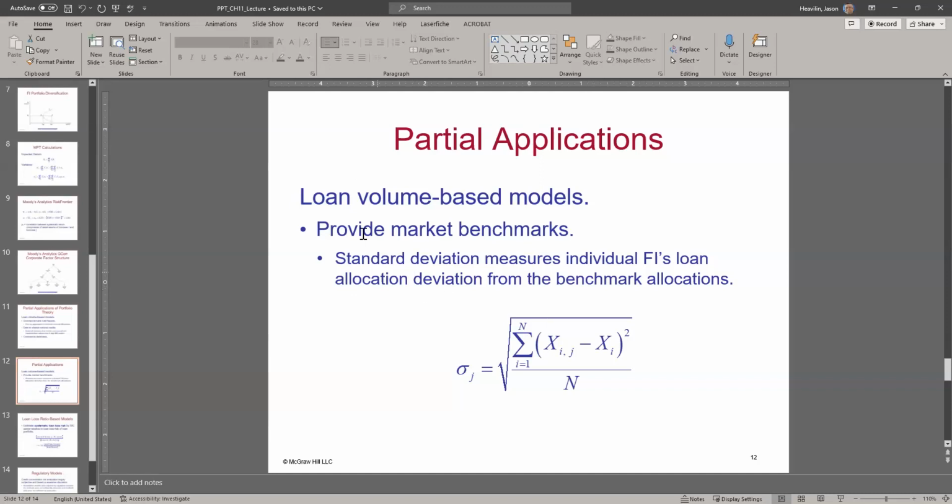If you wanted to calculate the standard deviation within the loan volume-based models, this will be the formula you use. This is your standard deviation formula. This is your typical standard deviation formula, where what you see here inside is variance. That's the first one you learned. You take the square root.